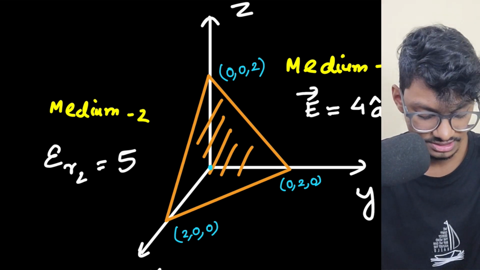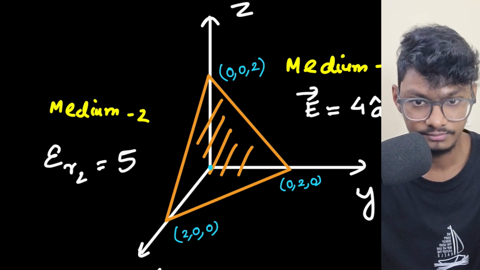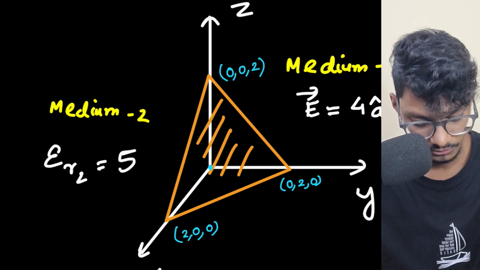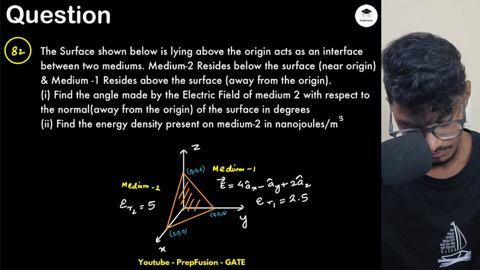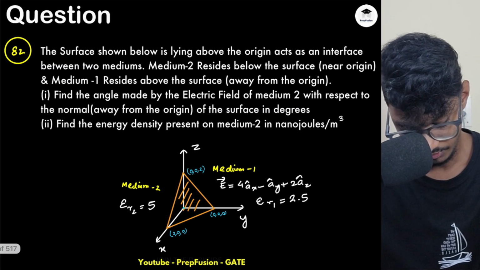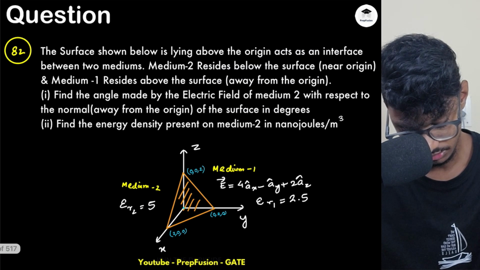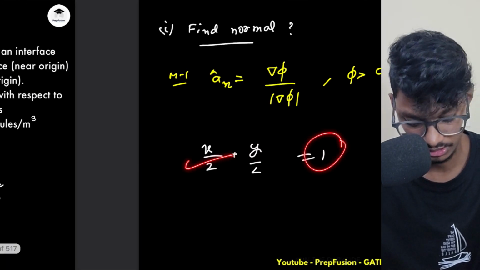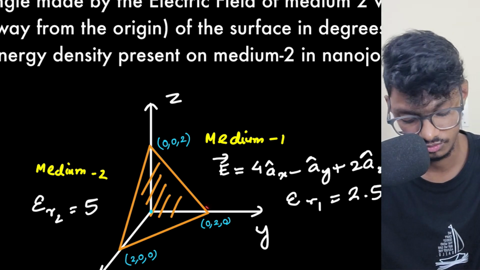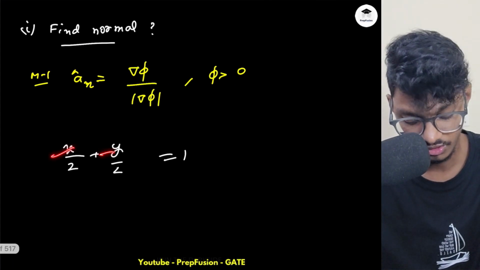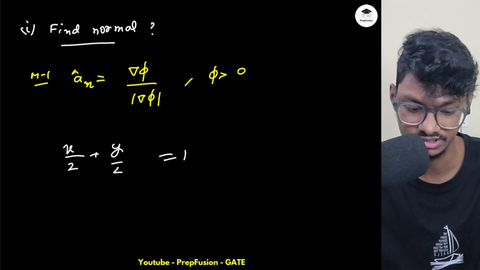So what happens is, if I put x equals 2, I should get 1, right? Why should I get 1? Just hold on. If I put x equals 2 and y equals 0, yeah, I should get 1, which is satisfied here. Now if I put x equals 0 and y equals 2, the left hand side is 1 and the right hand side is 1, so it is satisfied.